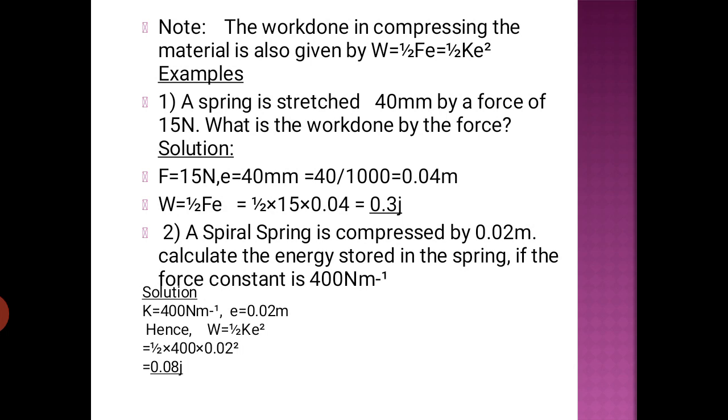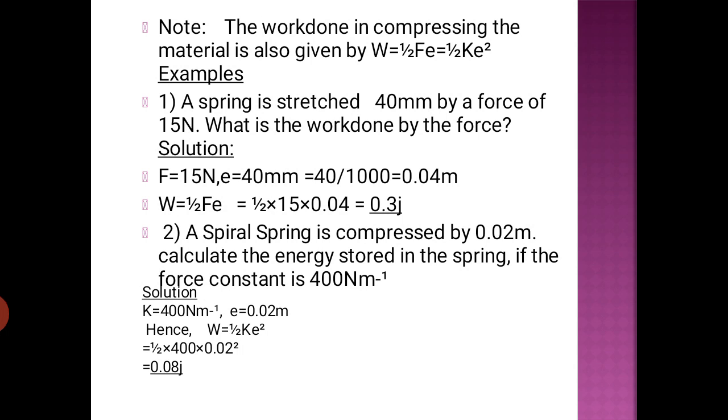Now the formula: W equals half FE. Substitute into this formula. Anywhere you see F, you write 15, and anywhere you see E, it is 0.04. By the time you finish the substitution and simplify, you get the answer of 0.3, and the unit of work done is in joules. Is that clear?